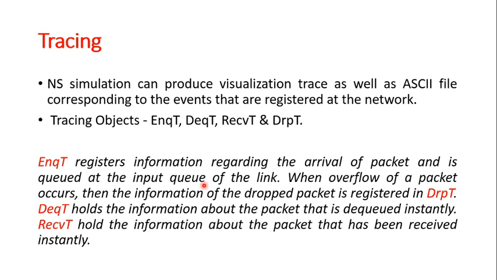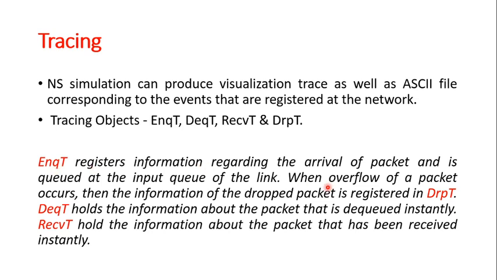Those objects, which you can also call tracing objects, are NQ, DQ, receive and drop. Dealing with NQ, as the name itself specifies, it registers the arrival of packets which are pushed into the queue of a particular link. As usual, we know that a link will have a queue. Whatever packets arrive and are pushed into the input queue of the link will be identified by using NQ.